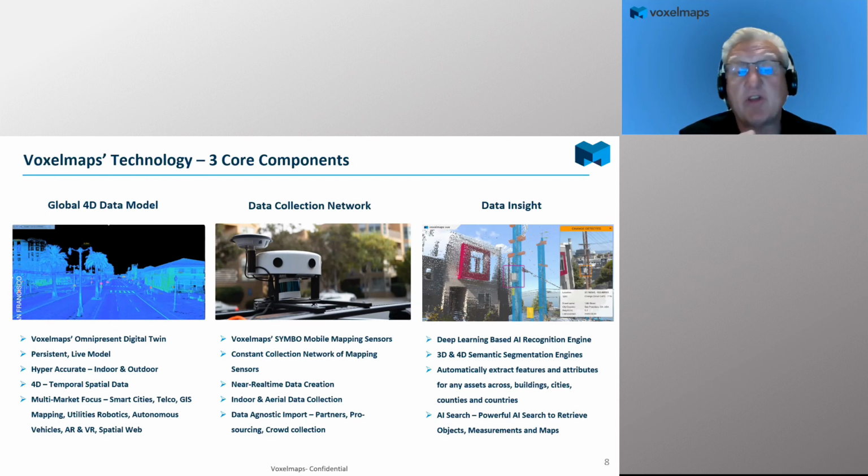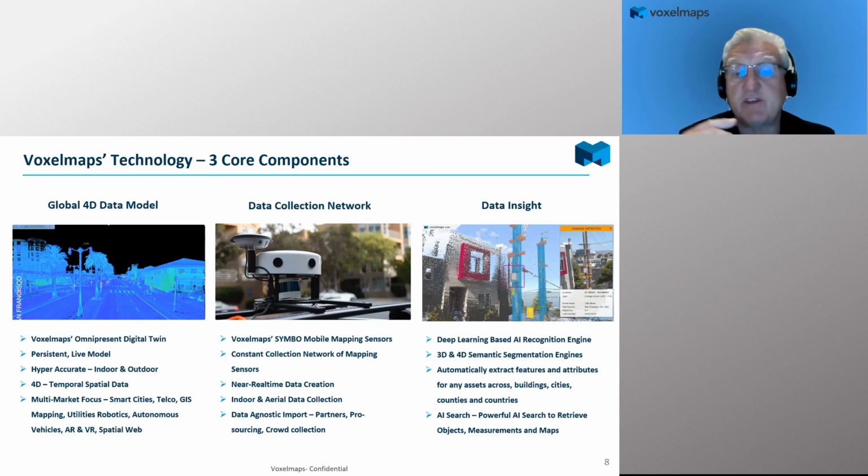And we're also multi-market focused. So working a lot with state and local governments in terms of smart cities, with telecommunications, with GIS mapping, with utilities, robotics, activity in autonomous vehicles, and even some of the largest tech companies in the world are existing customers of ours. On the collection side, we have the Simbo mobile mapping sensor, and I have a slide that goes into a little bit more detail on this.